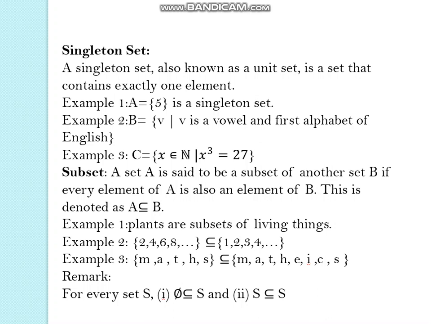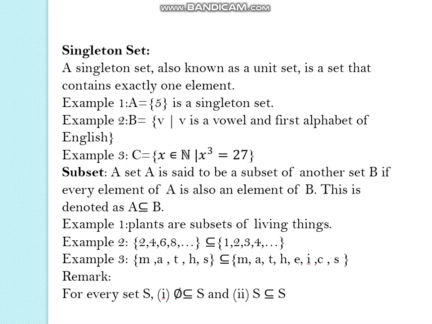In example number 3, we are going to consider a number x from the natural numbers such that x cube is 27. So if you think, what is the natural number whose cube is 27? It's nothing but the number 3. The set C contains the singleton {3}. Cardinality is 1 and it is an example of a singleton set.